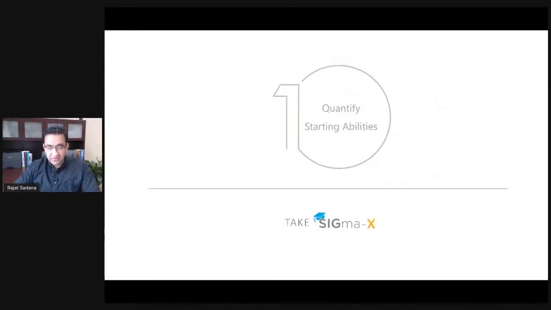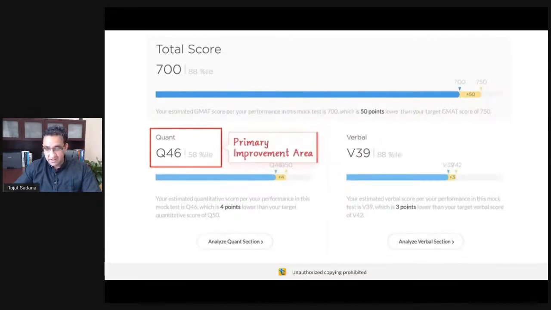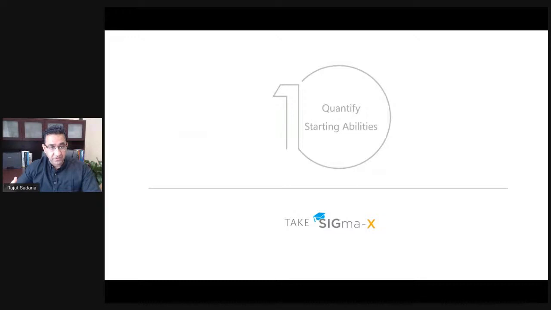So how do you quantify those starting abilities? Take a Sigma X mock. Sigma X mock is an e-GMAT designed mock. You get 1 free mock, by the way, so you can do that, and it'll give you your 5 starting abilities in sentence correction, critical reasoning, reading comprehension, arithmetic, and algebra. So you know those starting points.